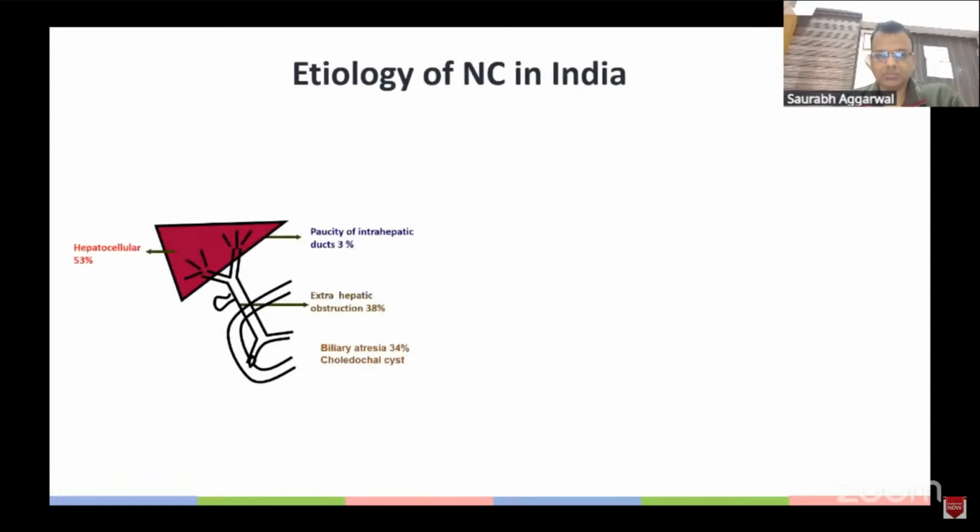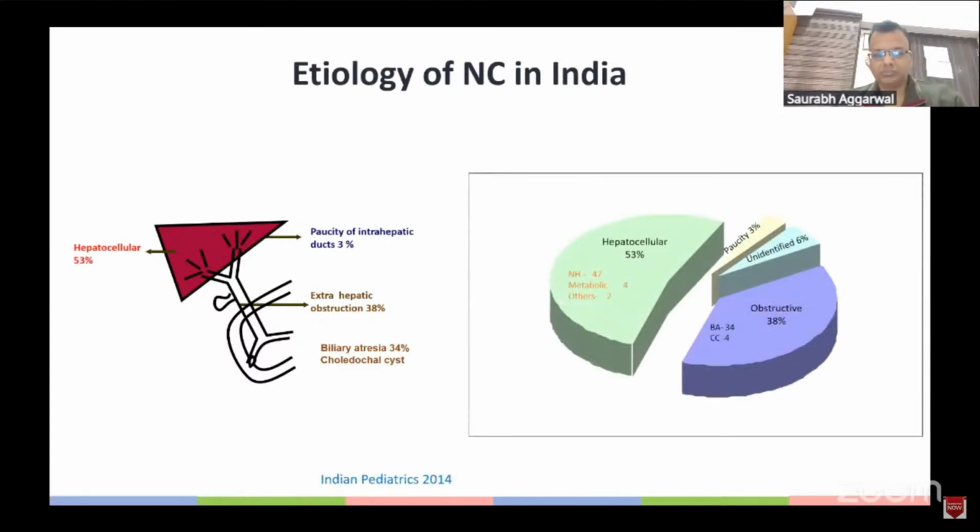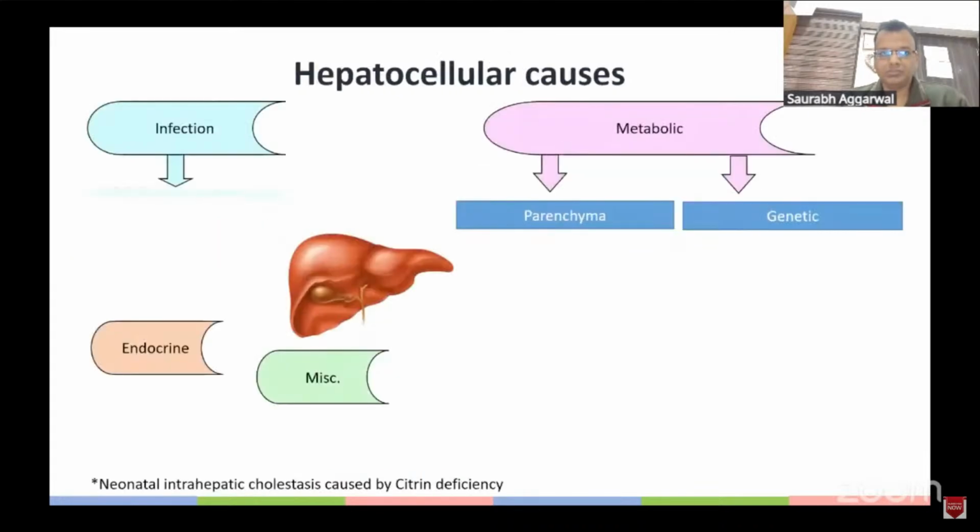So in several Indian studies, it is found that approximately 53% of the cholestasis is attributable to the hepatocellular causes, and the rest are either due to biliary atresia, which contributes approximately 34% of the neonatal cholestasis, followed by extrahepatic biliary obstructions like choledocholithiasis, and paucity of intrahepatic ducts contributes 3%. Of the hepatocellular causes, the most important are neonatal hepatitis, various metabolic disorders, and some other causes. 2% are due to other causes.